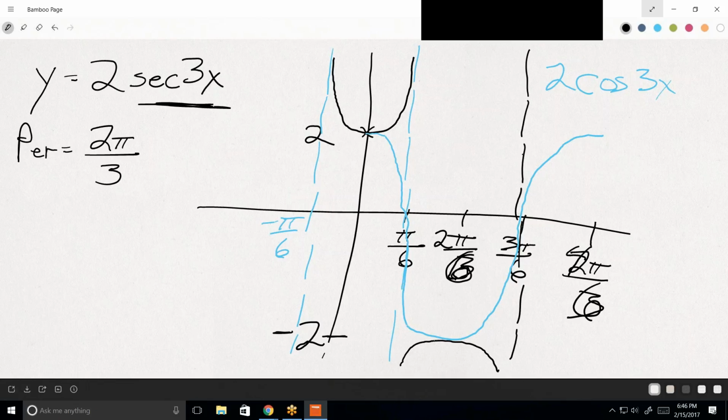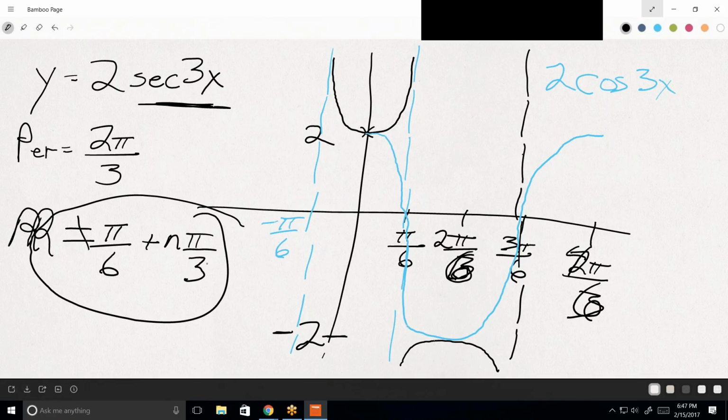So then for the domain, it would be all real numbers not equal to pi over 6 plus, need a plus sign, pi over 3 n. Right, okay. Where's the next vertical asymptote? 3 pi over 6. Which is how much? That is 2 pi over 6 away. So it's n times 2 pi over 6, which is pi over 3. Okay. So that's how you would define it.